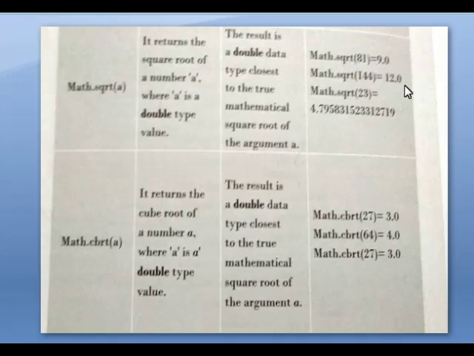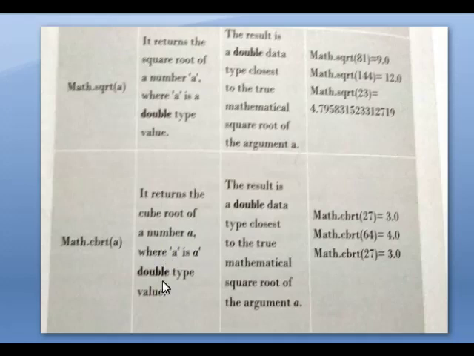Okay? The next one is Math.cbrt, that is cube root. Square root means two numbers, among the two numbers we are taking one number out. Cube root means the number is divided into three parts, and from the three parts we take one out. It returns the cube root of a number a, where a is a double type variable.